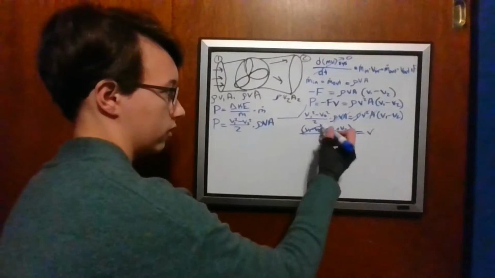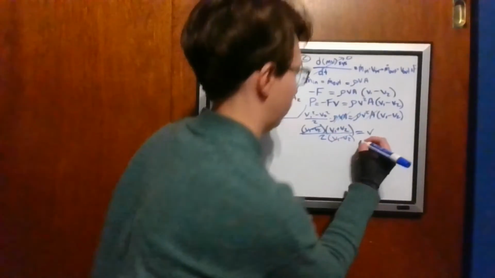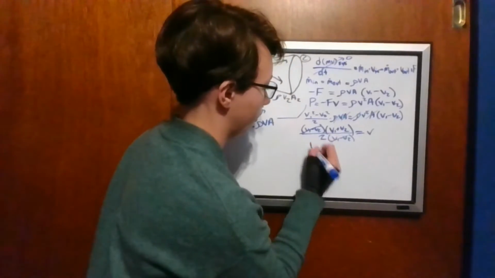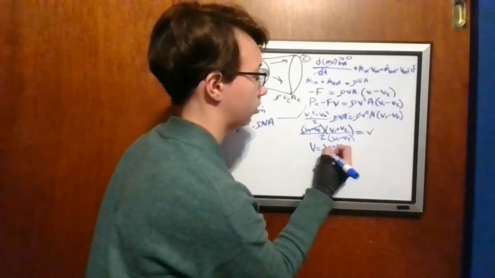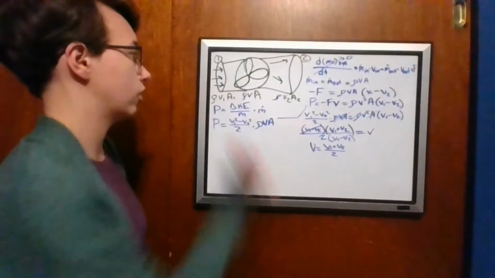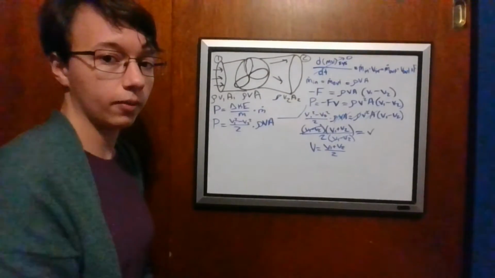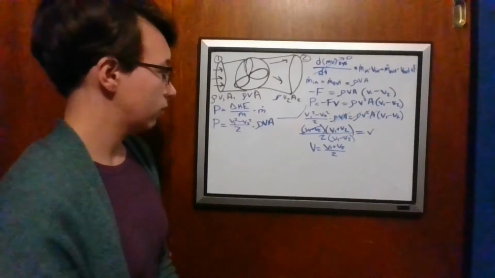So you can see this cancels, and we've got that our velocity is equal to V1 plus V2 over 2. And you'll notice that this is actually just the average of our velocity coming in with our velocity coming out. So that's what we have here.